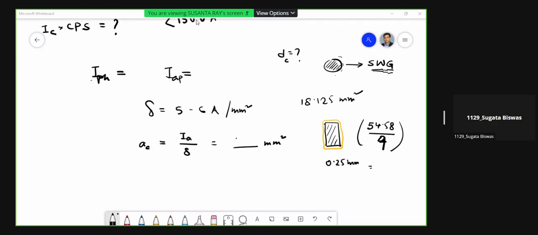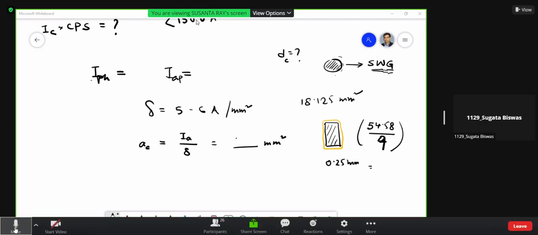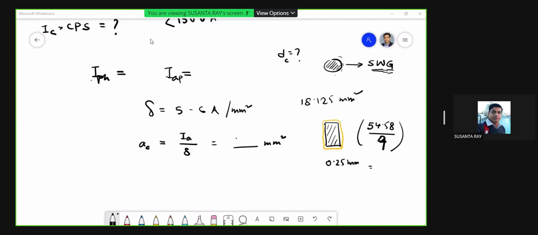Sir, why are you using different types of conductor? I mean, one rectangular, one round wire. Okay, actually for small machines, if the size is small, and if the size is big, there is some difference.